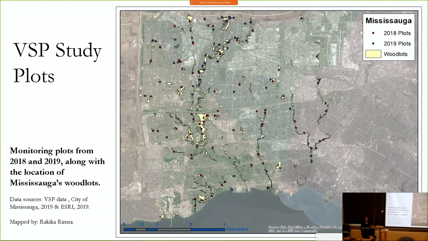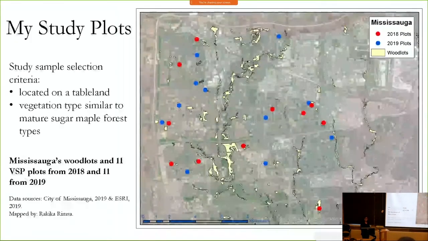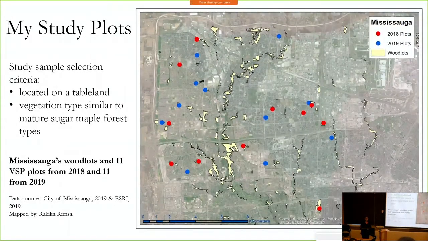So this is the large data set that's part of the whole VSP study research project. And from this large data set, I took a subsample for my own study. To create the subsample, I had two criteria. For a woodland to be selected, it must be located on a tableland, because you can't be comparing a tableland plot and a valley land plot.